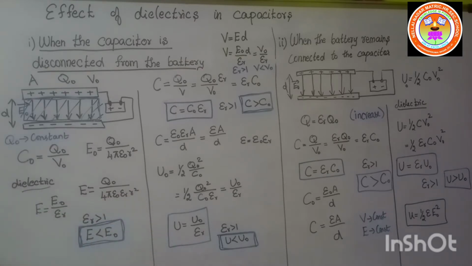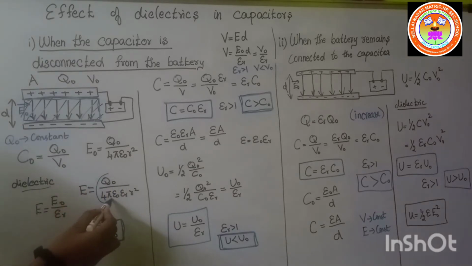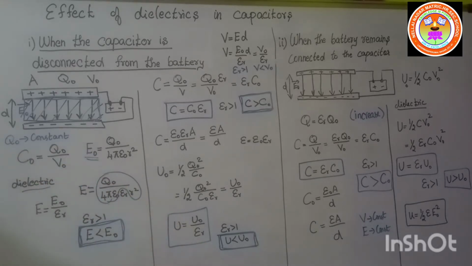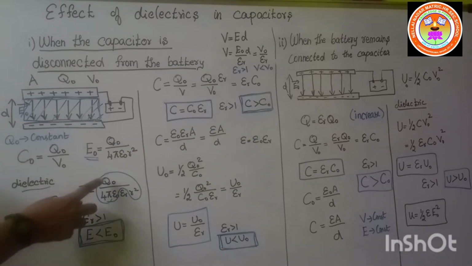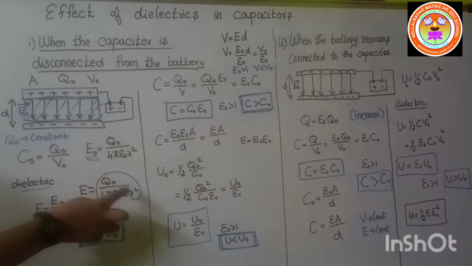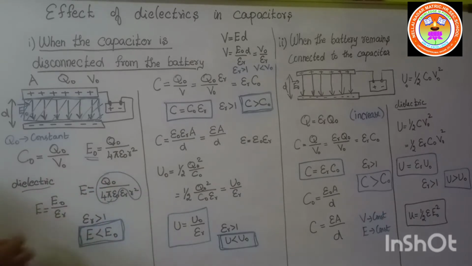So children, in this equation, instead of Q naught divided by 4 pi epsilon naught R square, I can write E naught. Correct? E naught is equal to Q naught divided by 4 pi epsilon naught into R square. So in this value I write E naught by epsilon r.